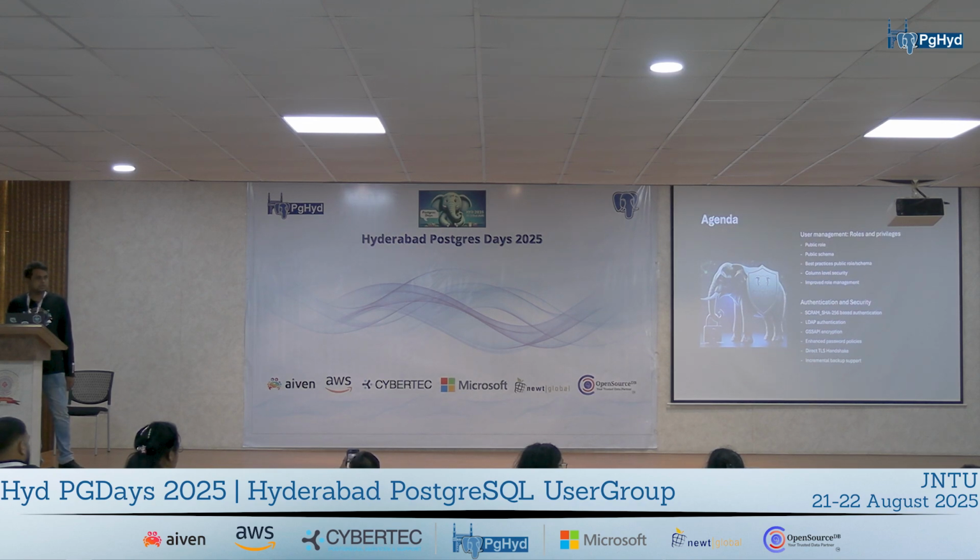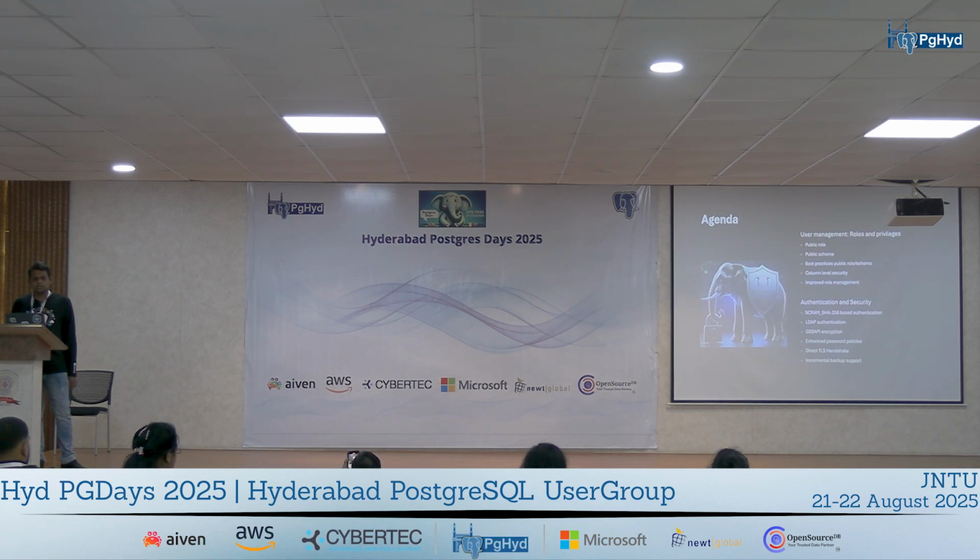that is SCRAM SHA 256, and how it is beneficial compared to MD5. And I will talk about different authentication mechanisms such as LDAP authentication and GSSAPI, which uses Kerberos tickets. And then I will also touch base on enhanced password policies, like we can mention the password expiry date, right? So such kind of things.